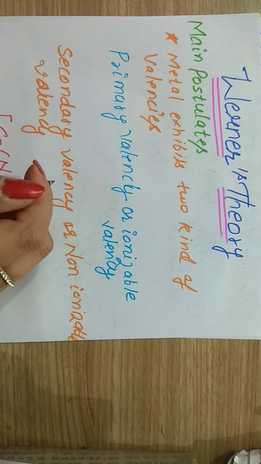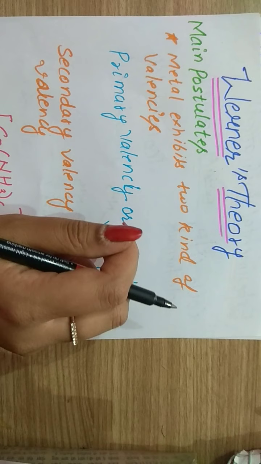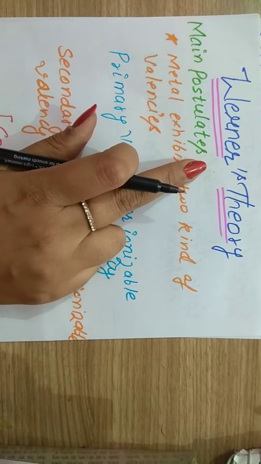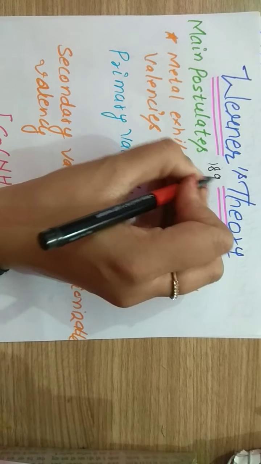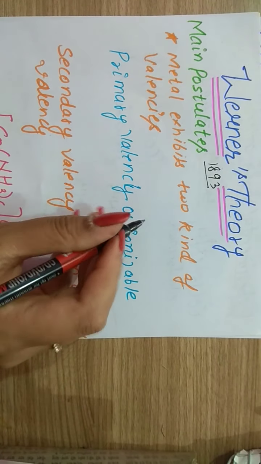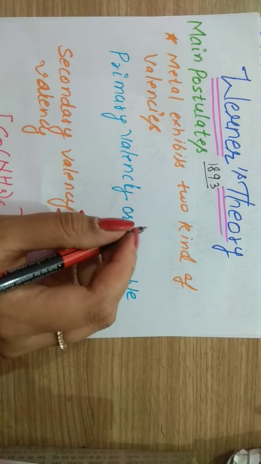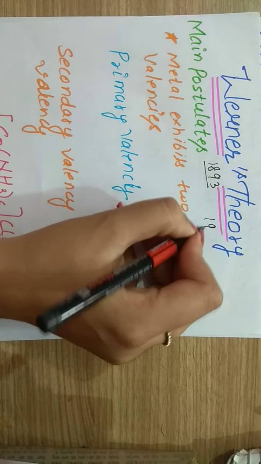Camppoint. Today's topic is Werner's theory. When it comes to explaining the structure and bonding of coordination compounds, Werner was the first one to come up with this theory in 1893. He was also the first inorganic chemist to be awarded the Nobel Prize, in 1913.